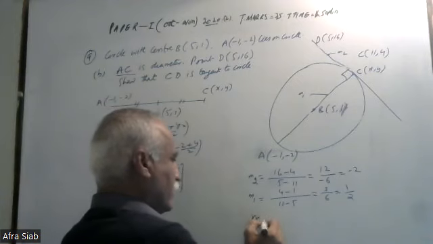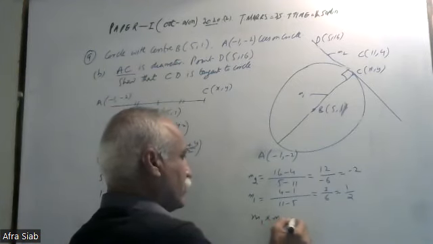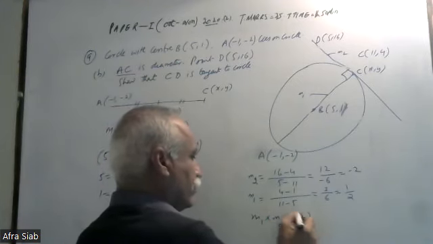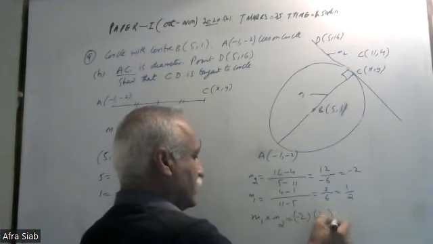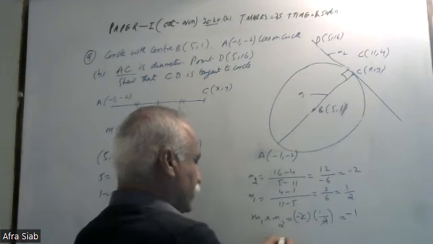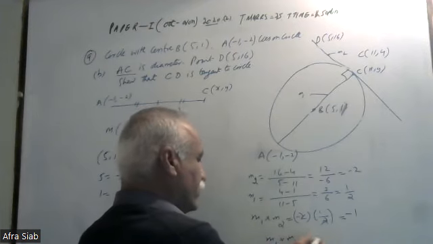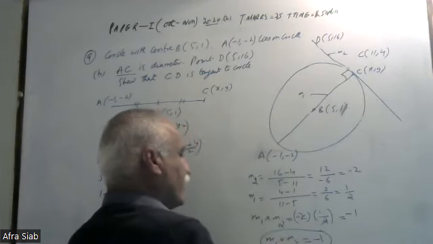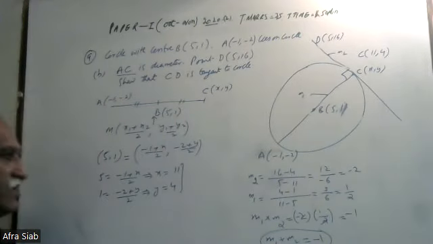Since M1 into M2 is equal to minus 2 into 1 over 2, that is equal to minus 1. So when two lines are perpendicular to each other, the product of their slopes is equal to minus 1, then we say that line BC is perpendicular to the tangent DC here.